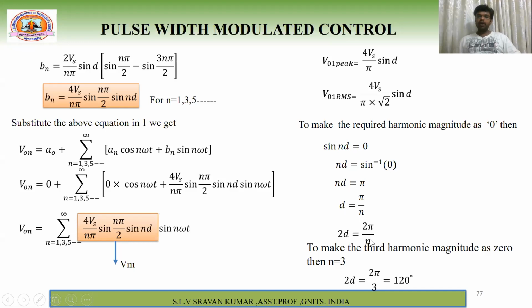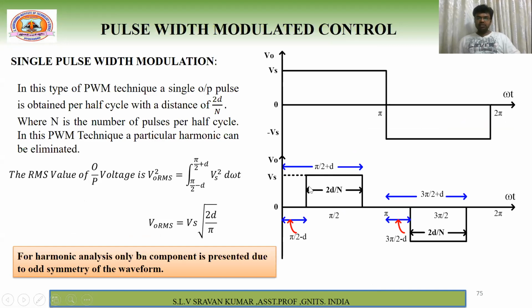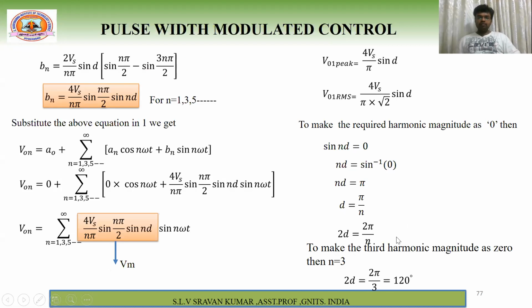2d is equal to 2 pi by n. Why I am writing 2d here: our pulse width is always 2d. So that's why we are getting d here. So 2d is equal to 2 pi by n. Therefore, to make the third harmonic magnitude 0, n is equal to 3. That means if you substitute n is equal to 3, then you can make the third harmonic 0. Then 2d is equal to 2 pi by 3, n value is 3. Therefore, what is the pulse width? It is equal to 120 degrees.